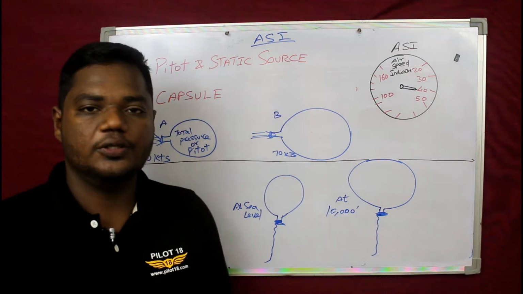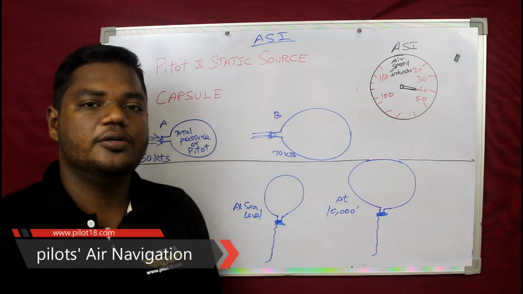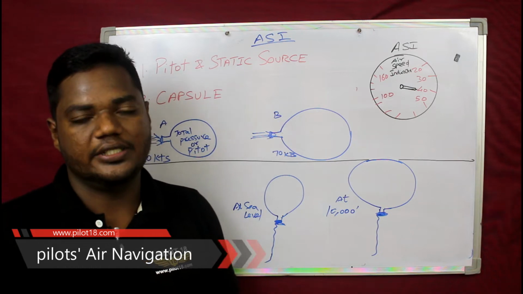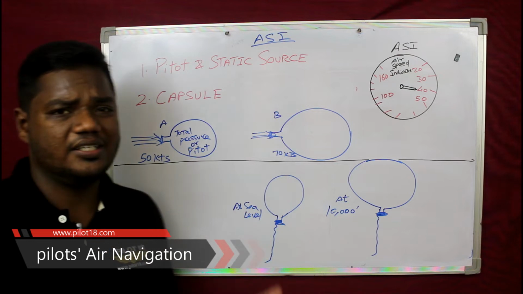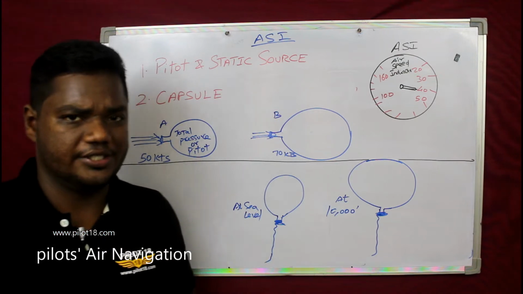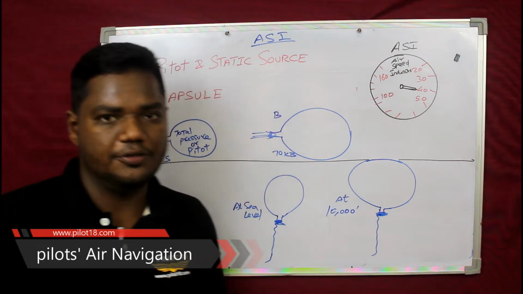In this video, we're going to learn about the airspeed indicator in detail. In order to understand how the airspeed indicator works, we need to go through a little bit of practical concept related to pressure. So, I actually took the example of a balloon in order to make you understand.